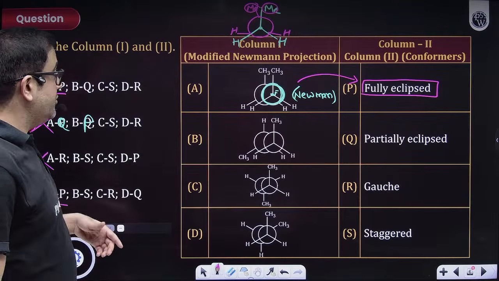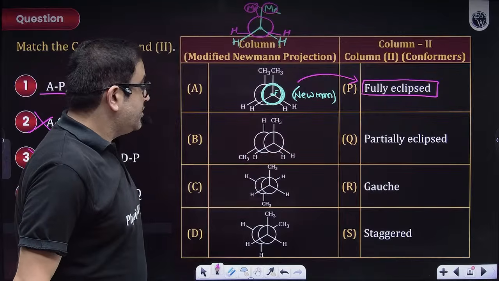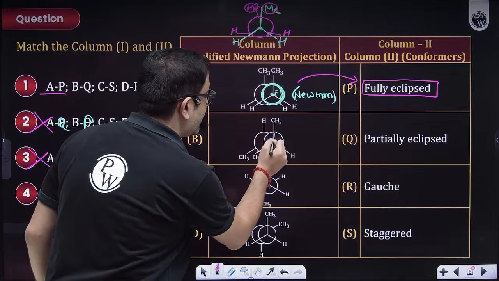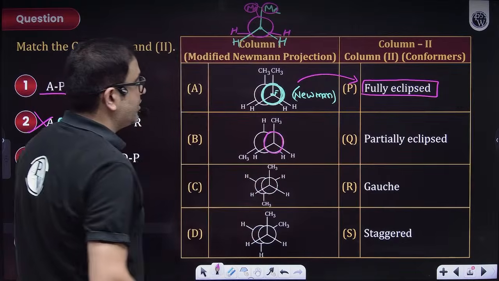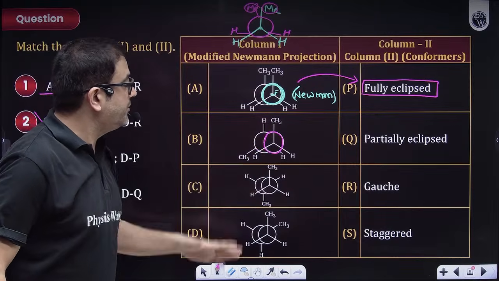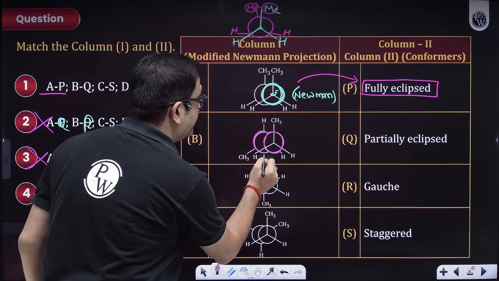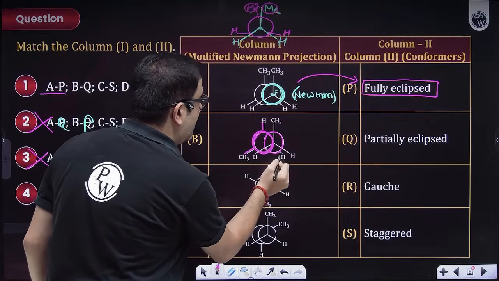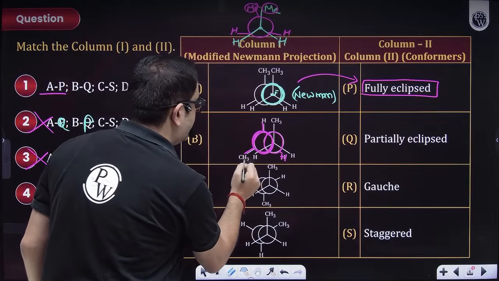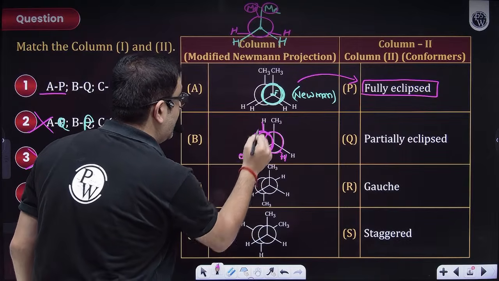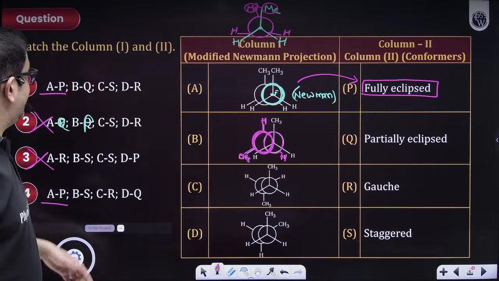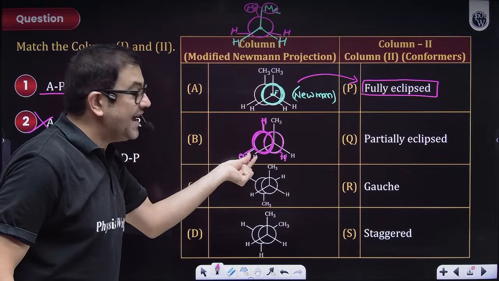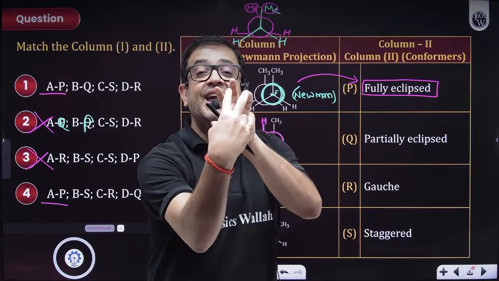Now, sir, what about B? Now B is having this CH3. I already said you do not have to see just this carbon because it is not showing any three different bonds. So that means this is my back carbon, having H, CH3 and hydrogen. So this is my hydrogen, this is my methyl, and this is my H. So this is definitely B, and in this B, sir, CH3 and H are eclipsed.